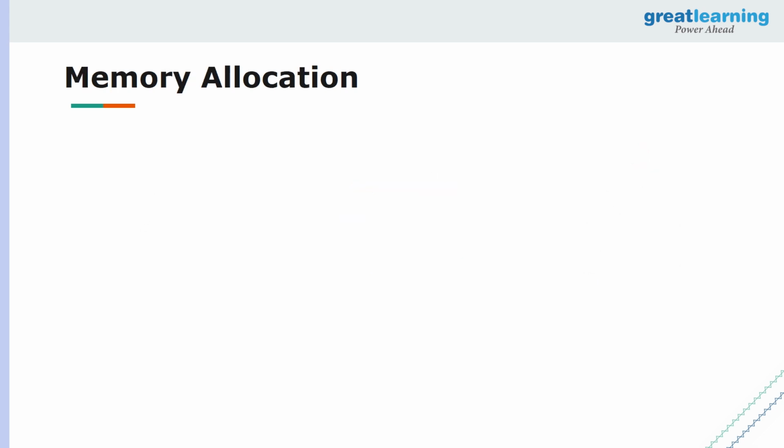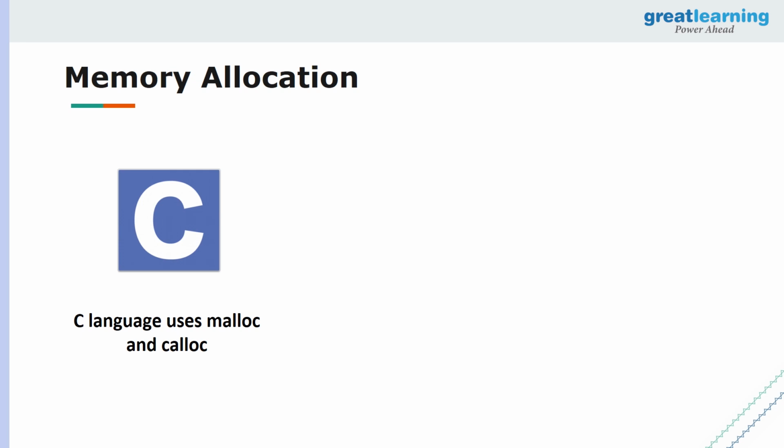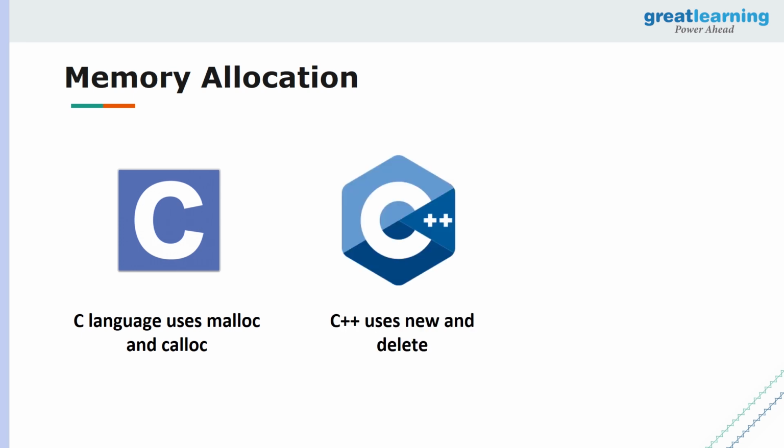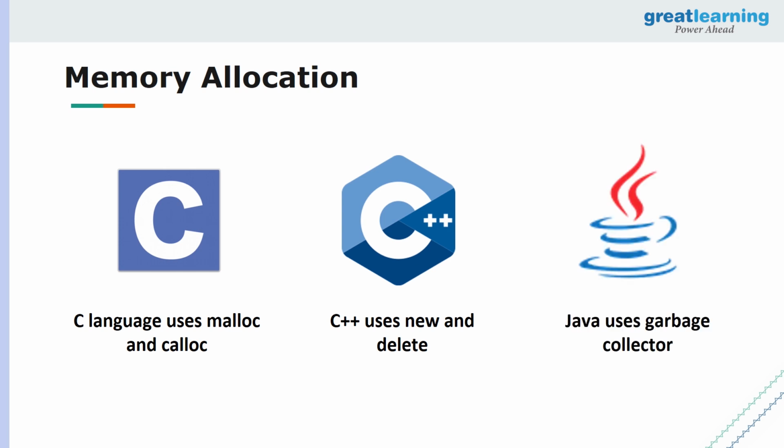Now let's talk about memory allocation. Which method or function do we use to allocate memory in these programming languages? C language uses malloc and calloc, which are predefined methods to allocate memory in C. C++ uses the new keyword and the delete keyword to manage memory. Java uses a garbage collector to do the same.